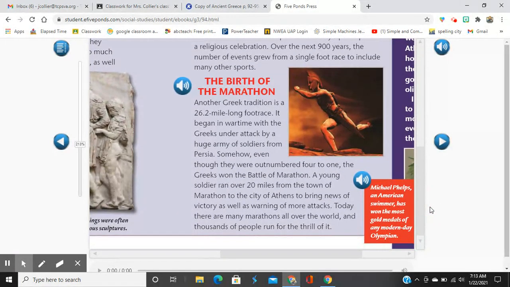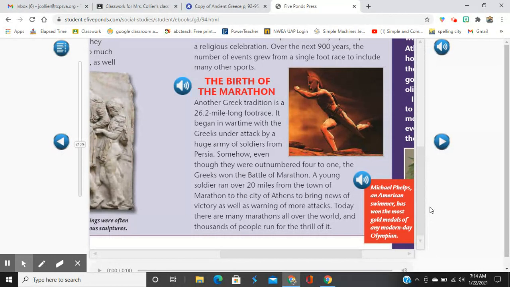Then we have the birth of the marathon. So a marathon is a little over 26 miles. The one I'm most familiar with hearing about is the Boston Marathon. It's run in the Boston area. They run this little bit over 26 miles, and it takes most people about 2 to 3 hours. Now, it would take me longer than that. I don't know how long it would take you guys.